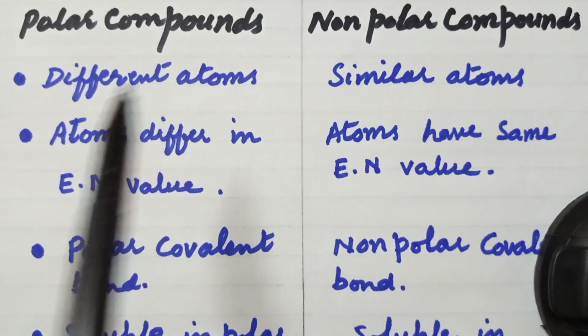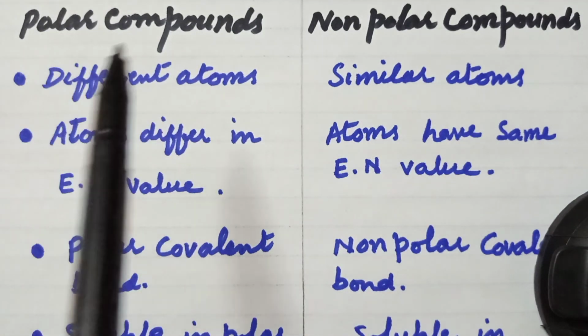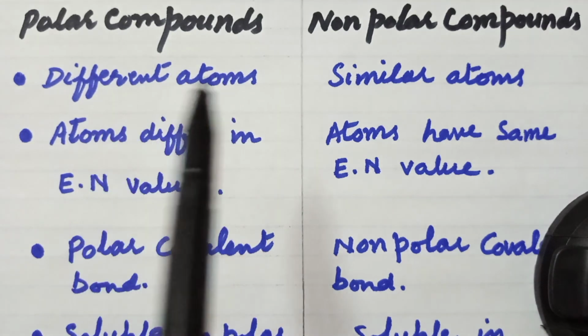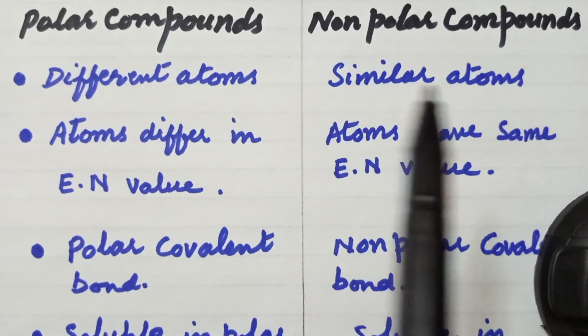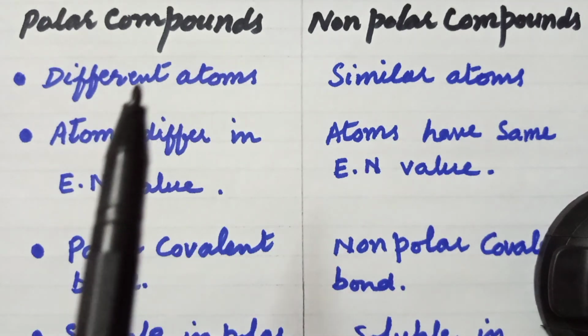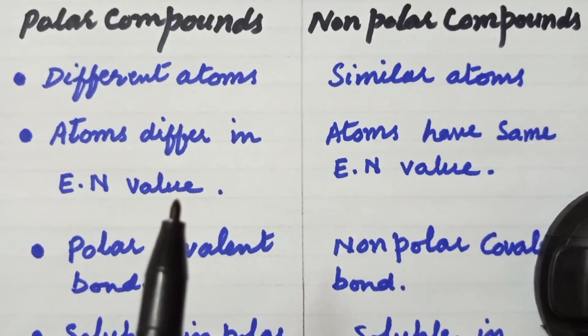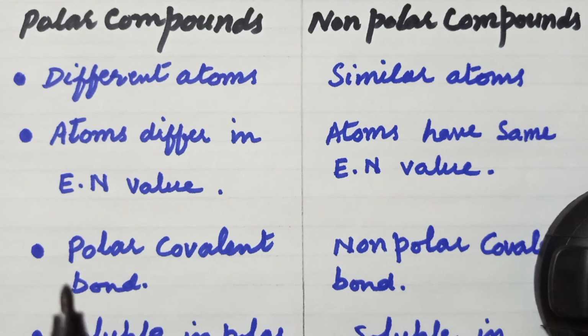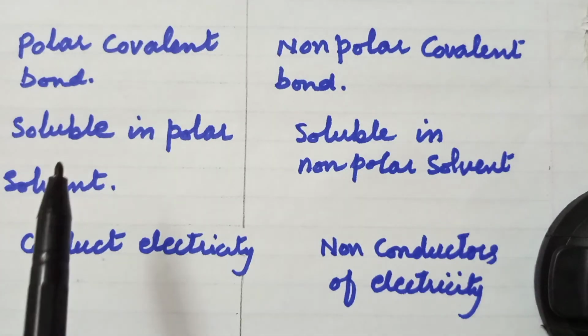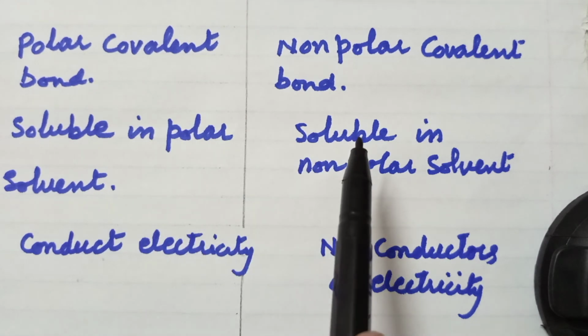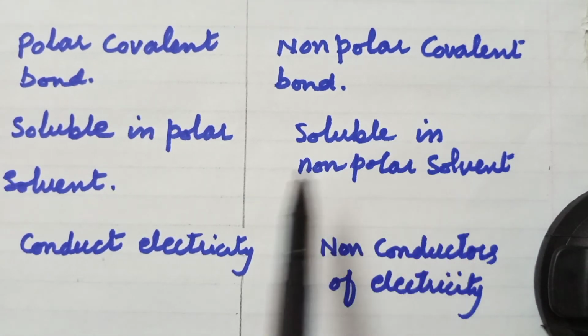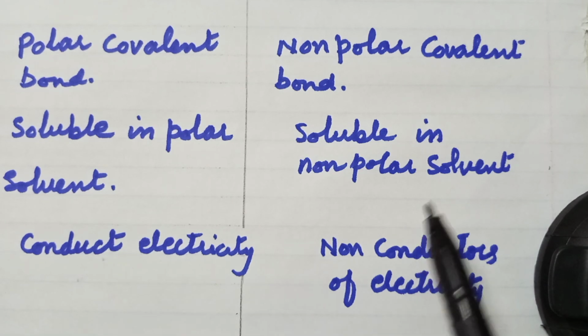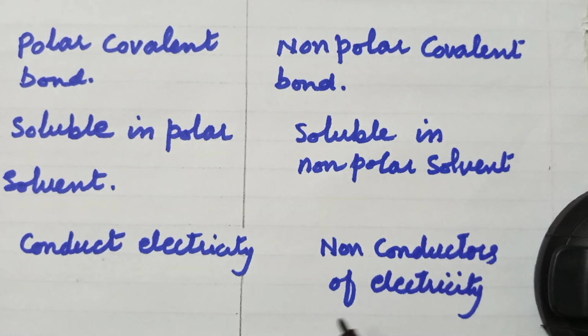Now for your ease, I compare these properties. Polar compounds have different atoms, but the non-polar compounds have similar atoms. In polar compounds the atoms differ in electronegative value, and in non-polar compounds the atoms have the same electronegative value. Polar compounds have a polar covalent bond, and the non-polar compounds have a non-polar bond. Polar compounds are soluble in polar solvents, but the non-polar compounds are soluble in non-polar solvents. Polar compounds conduct electricity, but the non-polar compounds are non-conductors of electricity.